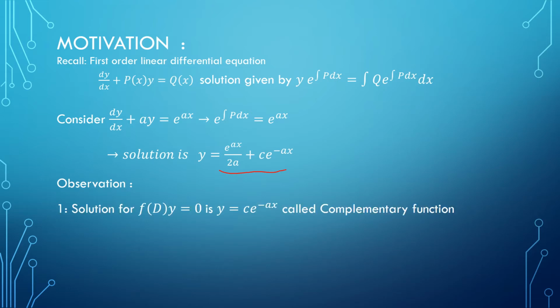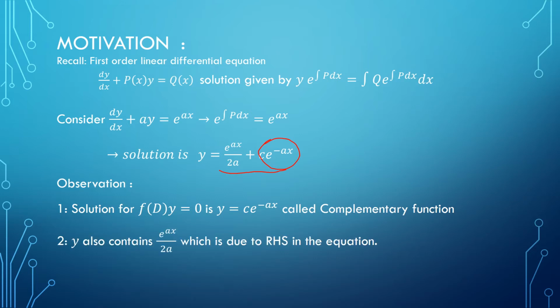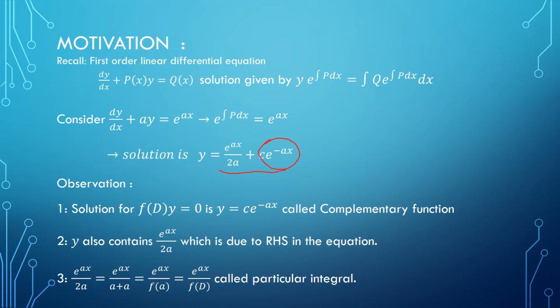Observation: when we solve a homogeneous differential equation, this part, c e to the power minus ax, turns out to be my complementary function. But in this equation, I'm getting one extra part, e to the power ax upon 2a, which is because of the RHS. We can see the RHS is e to the power ax, and the same expression appears in this.